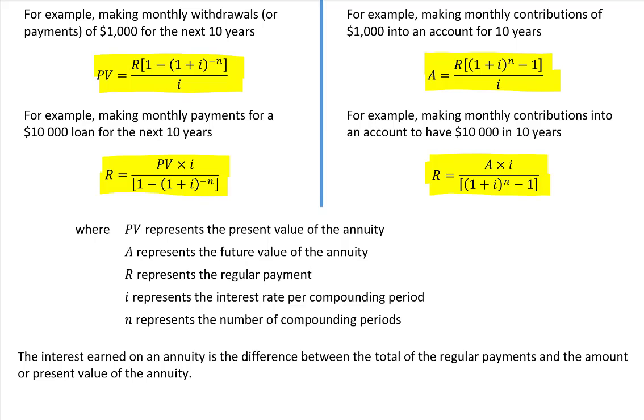Here's our future value formula to determine the regular payment. So for example, making monthly contributions into an account so you can have $10,000 in 10 years. This formula will tell you how much you need to put away every month.